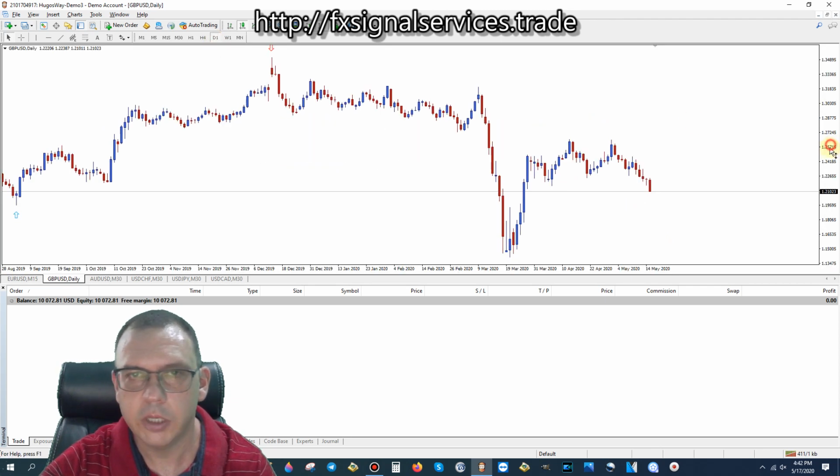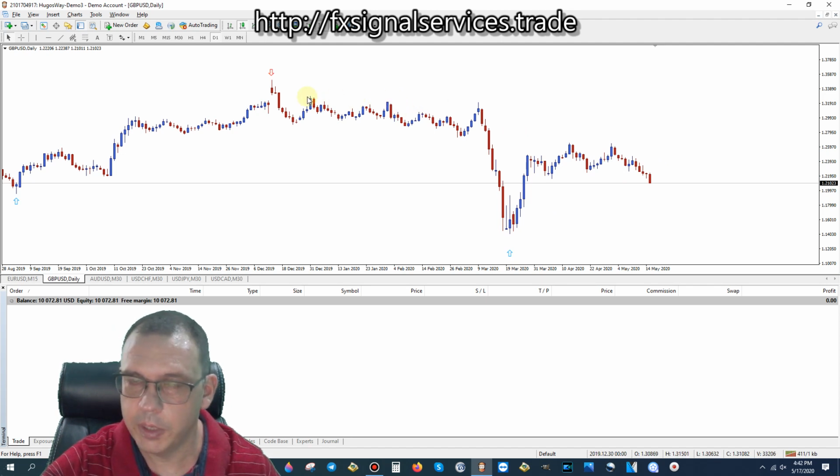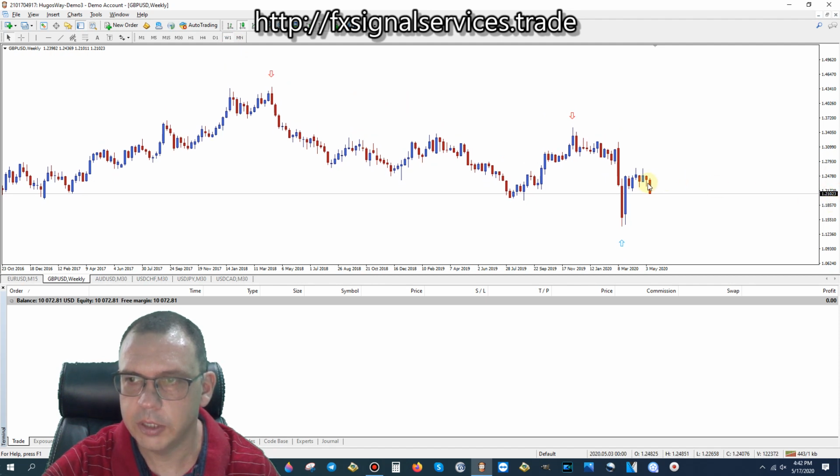Okay, if we look here on a daily chart, we have an up arrow here that never formed a red arrow, but it's been fighting to go up for quite some time. The question is, will it be going up now? I don't think so, because look at this weekly candle right now. Okay, this past week, this candle has dropped significantly.